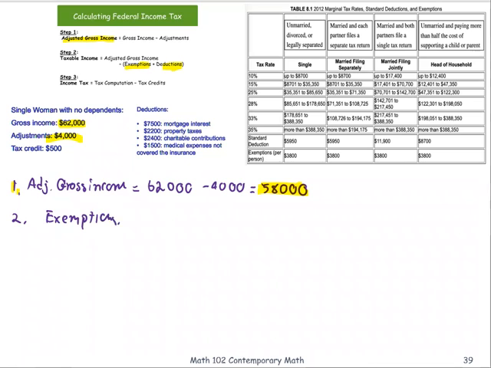Since this is a single woman with no independent, we're going to use the first column, and the exemptions per person is 3,800. Exemption is 3,800. Set it aside. And then the next part, we're going to look at the deduction. For the standard deduction, for this column is 5,950.